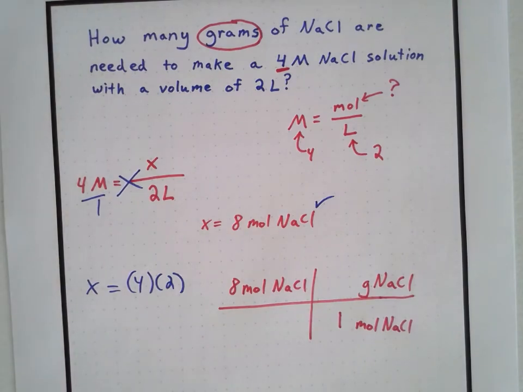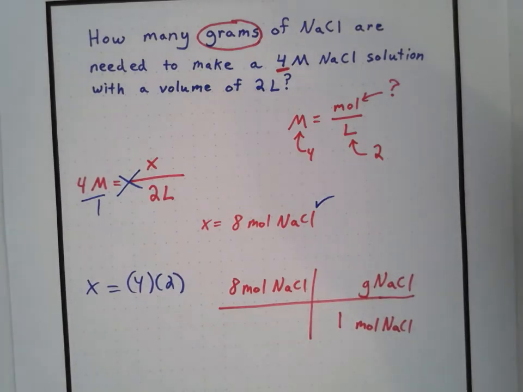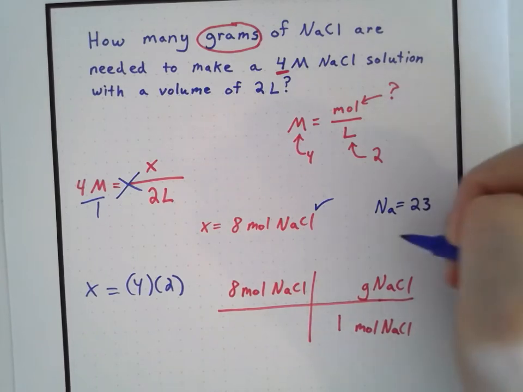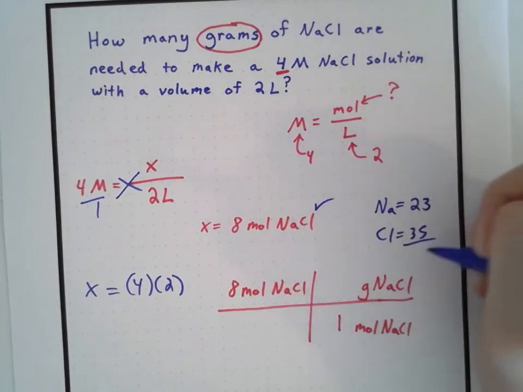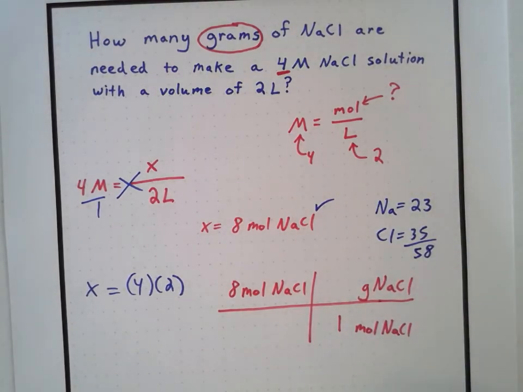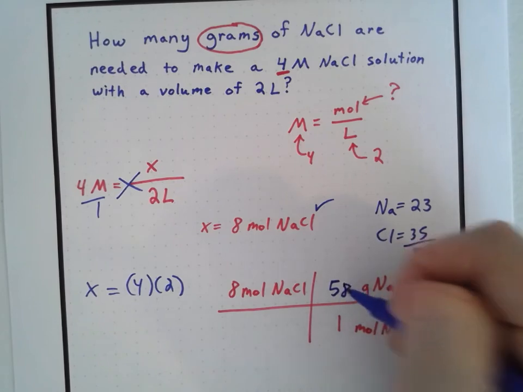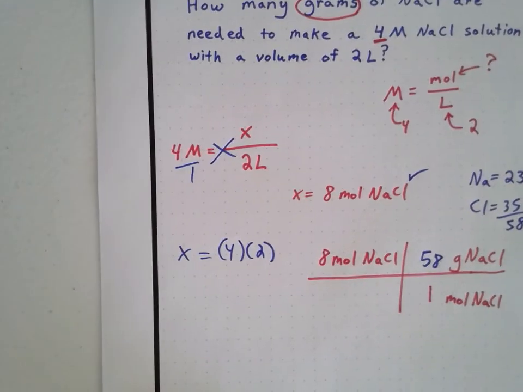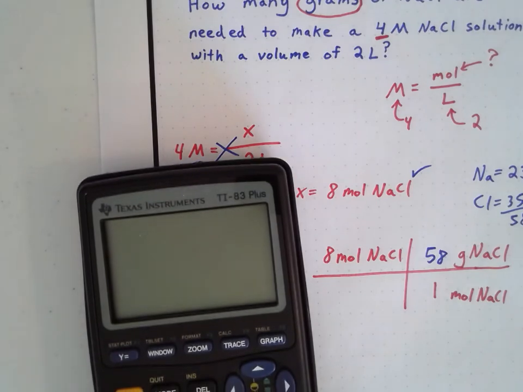If we look at the periodic table, I'm going to round these to the nearest whole number, but you would find that Na weighs 23 and Cl weighs 35, and together they'll weigh 58. So 23 and 35, so here we'll have 58. To get our actual final answer, we're basically just going to take 8 times 58. We can do that real quick, and that'll get us to the end of this problem. So here we can see the answer would be 464.